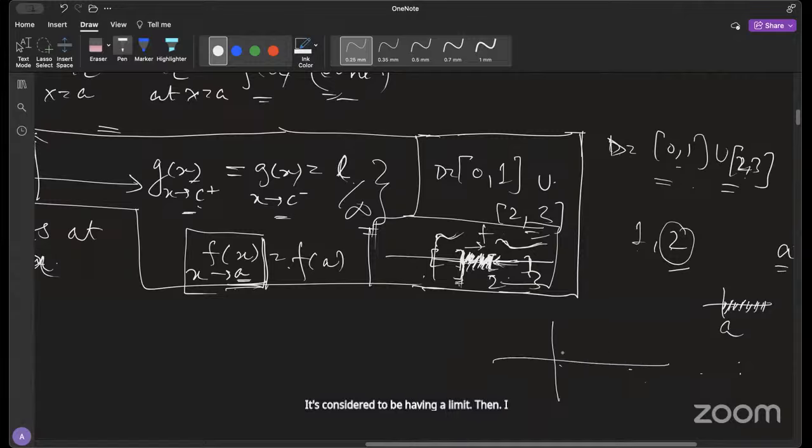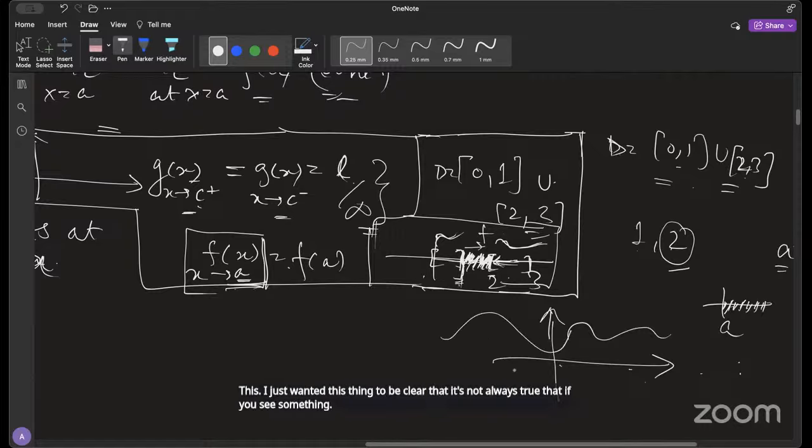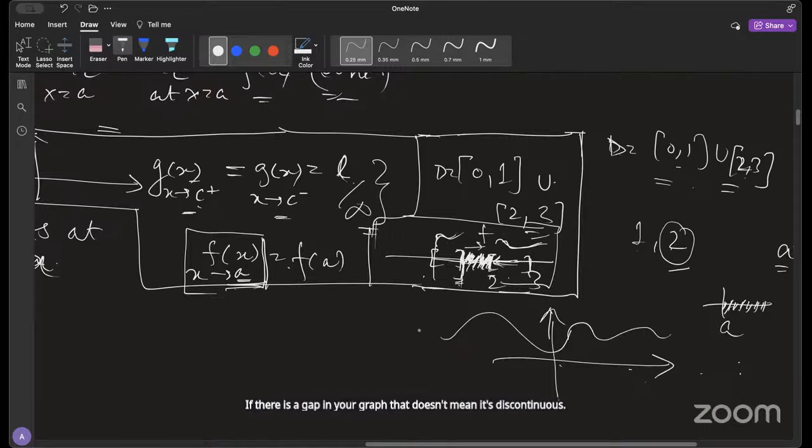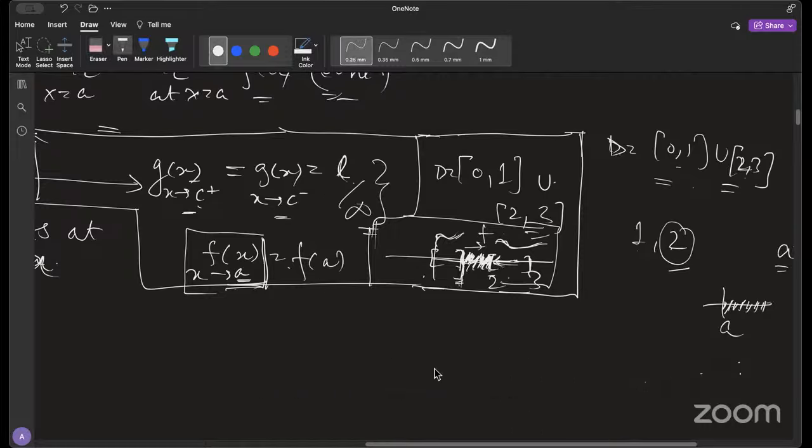I just wanted this thing to be clear: it's not always true that if there is a gap in your graph, that means it's discontinuous. It depends on the domain. That's what I wanted to point out. As in this graph, you see a gap here, right? You need to lift your pen, but this function is still continuous. Same happens there if you open the interval, right? That continuity is in the open intervals 0 to 1 and 2 to 3.